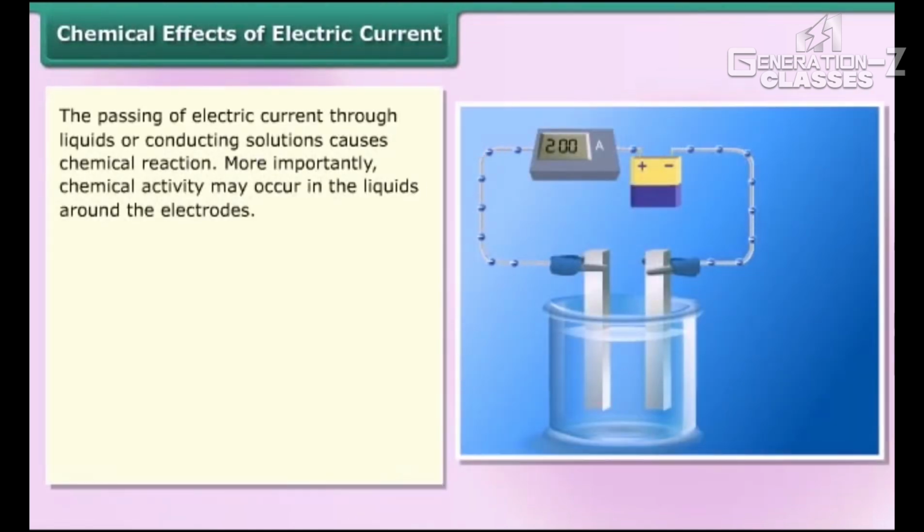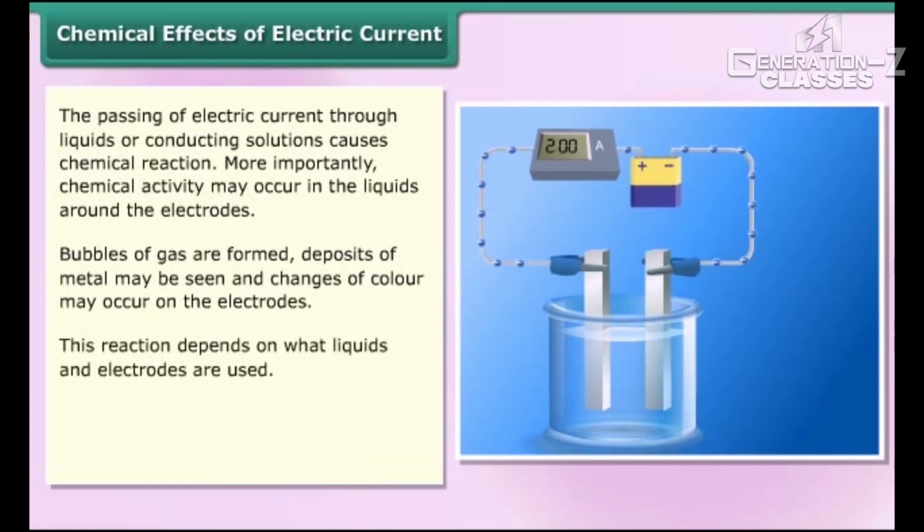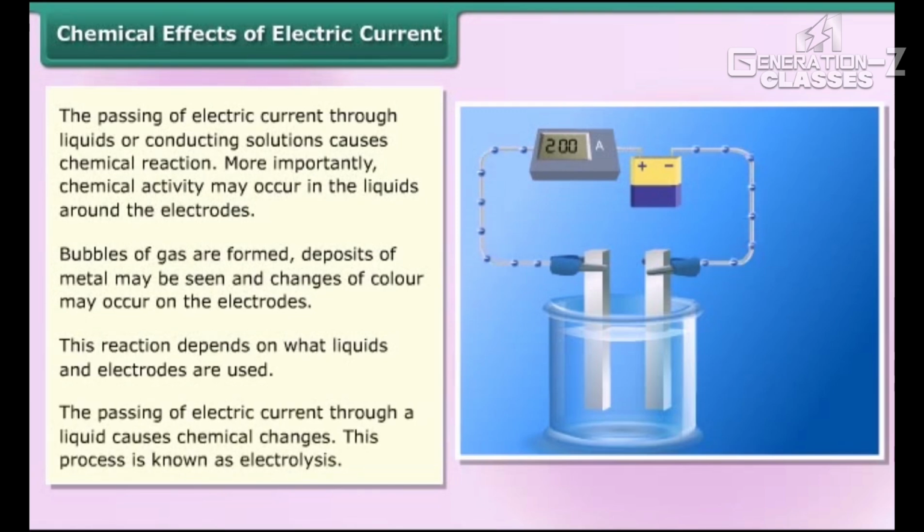Chemical effects of electric current. The passing of electric current through liquids or conducting solutions causes chemical reactions. More importantly, chemical activity may occur in the liquids around the electrodes. Bubbles of gas are formed, deposits of metal may be seen, and changes of color may occur on the electrodes. This reaction depends on what liquids and electrodes are used. The passing of electric current through a liquid causes chemical changes. This process is known as electrolysis.